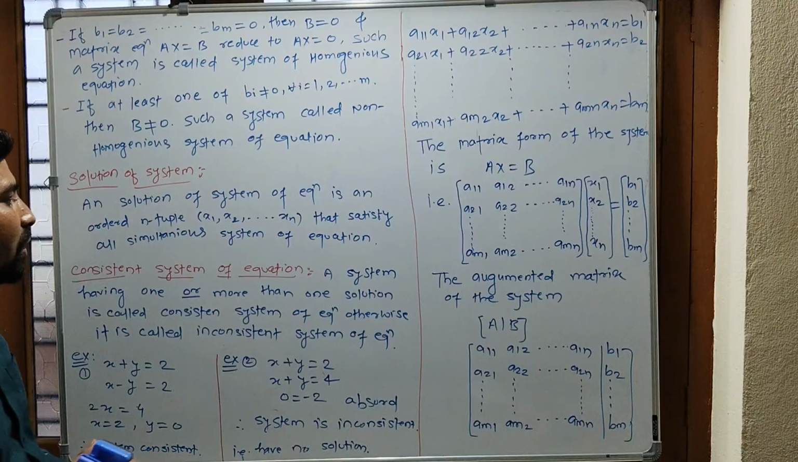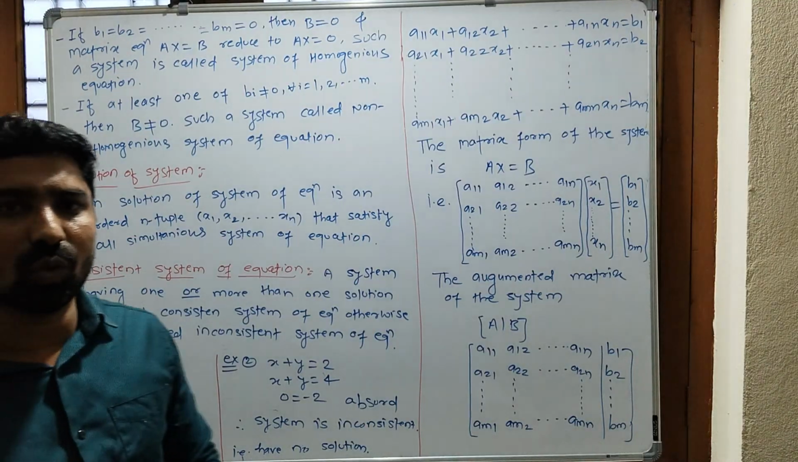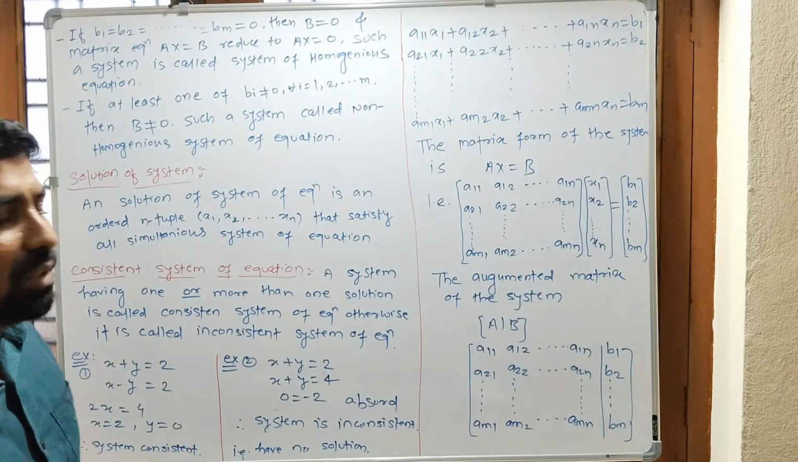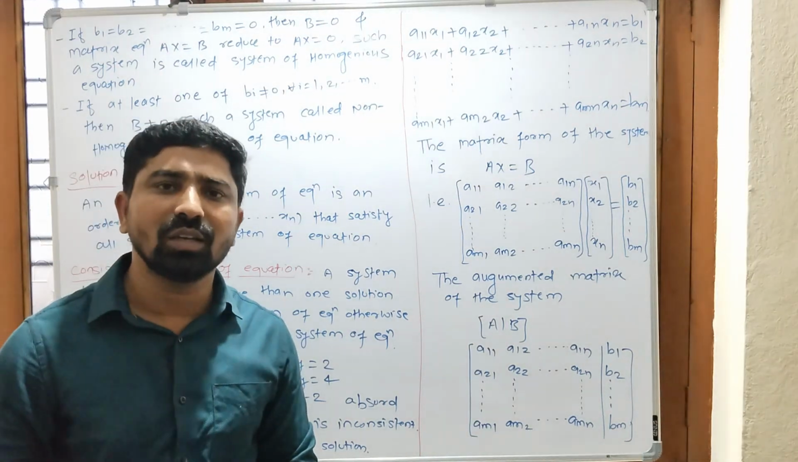Consistent system of equations: a system having one or more than one solution is called a consistent system, otherwise it is called an inconsistent system.